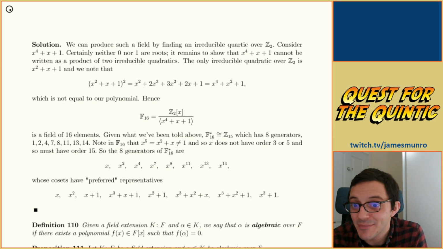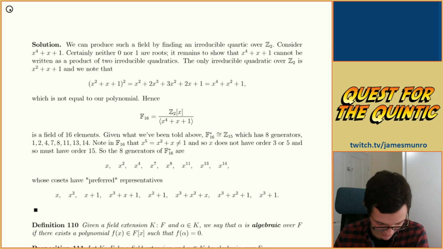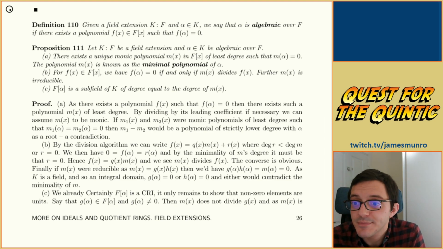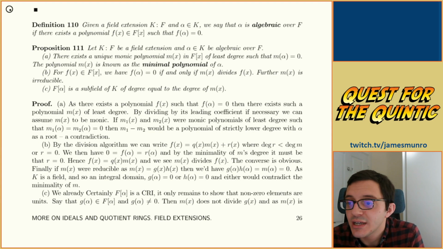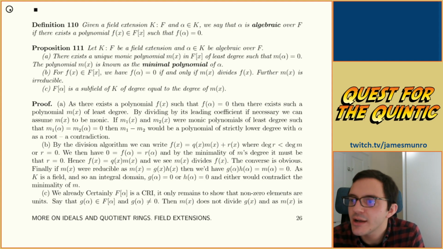Right, this is a solution for generating a field of 16 elements. Oh, I can just look at this. The generators are like this, the polynomials, just a bit of a mess, aren't they? Preferred representatives. Okay. Right, down here. Minimal polynomials. I like those. Right, given a field extension and a number in K, is it an element of the quotient ring? Fine.